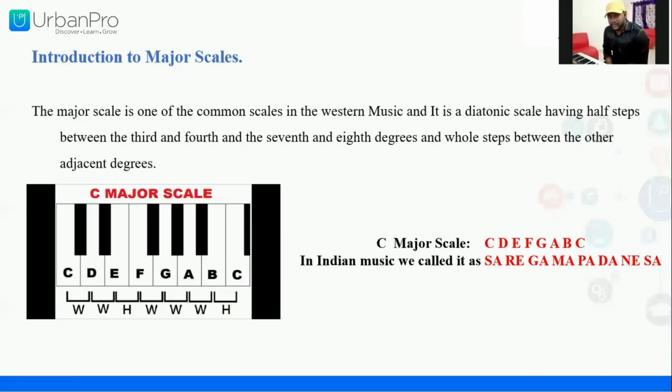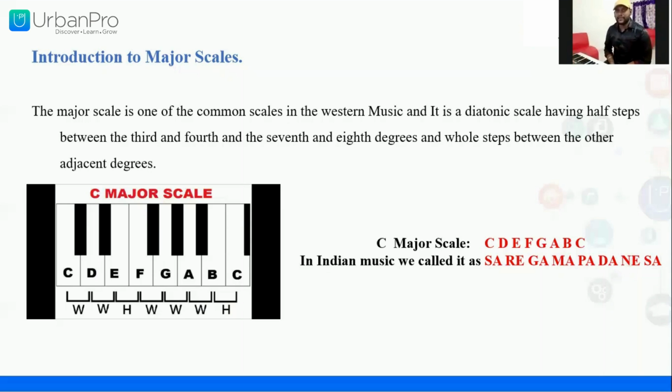In Indian music, we call it Sa Ri Ga Ma Pa Da Ni Sa, the same notes. In Western notation, it is in alphabetical order. So this is the C major scale. I just played with my right hand. I'll show you how to play with two hands in the next slide.